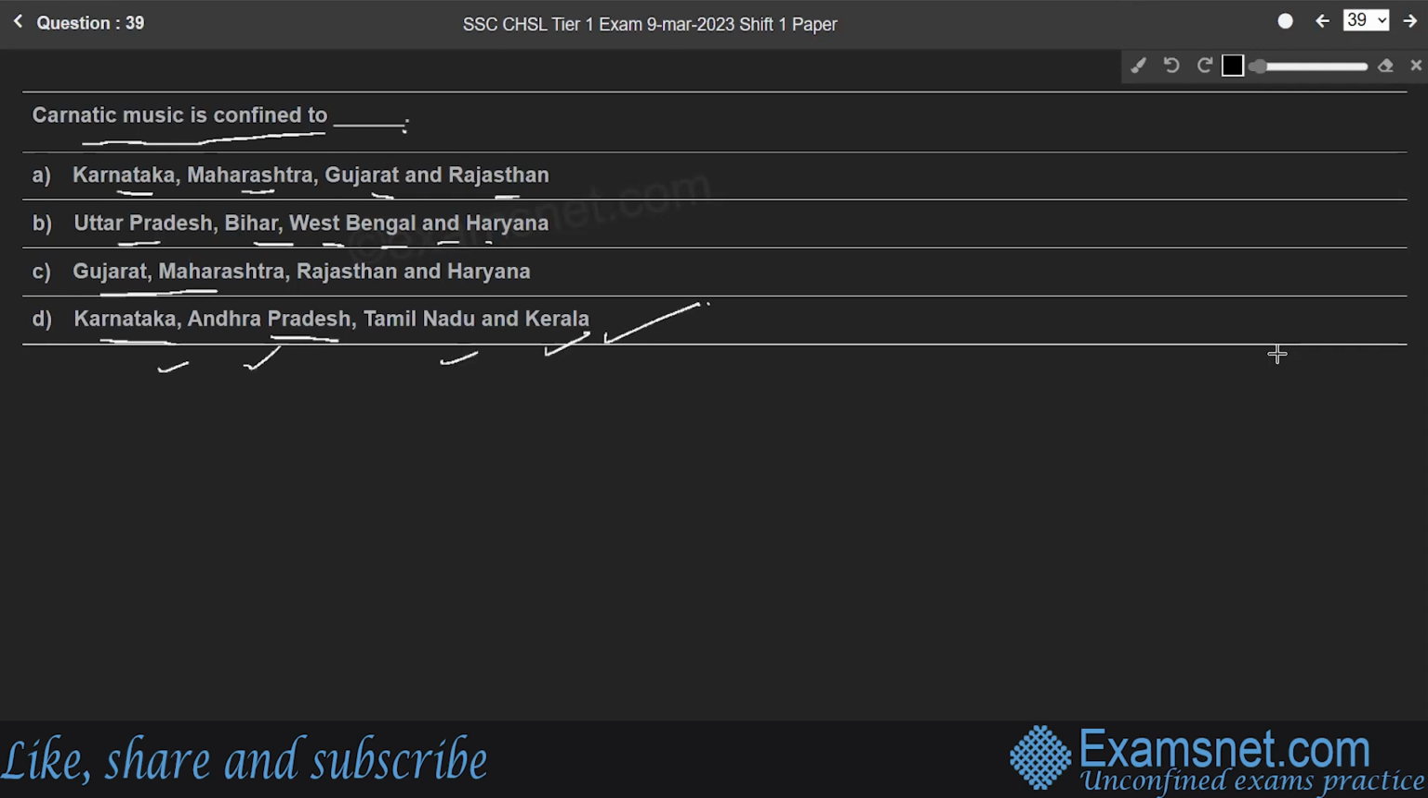The main emphasis in Carnatic music is on the vocals. The music is created in the traditional octave form, and the music is kriti based and focuses more on the sahitya or the lyric quality of the musical piece. Option D is the right answer.